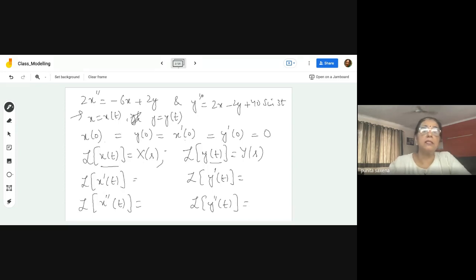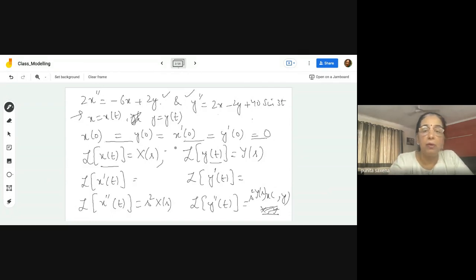The purpose is again the same. We'll be converting these two simultaneous differential equations into two simultaneous algebraic equations, and then we'll be solving them separately for capital X and capital Y, which will ultimately give us small x and small y. Is that clear? Okay, so this will be nothing but s squared X(s), and this will be nothing but s squared Y(s), because of these initial conditions that they are all 0.